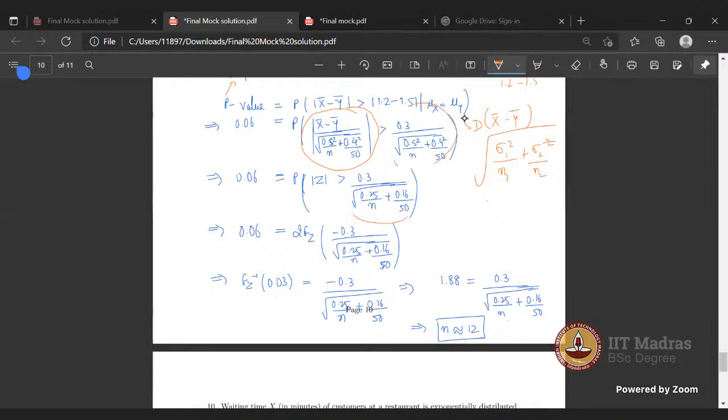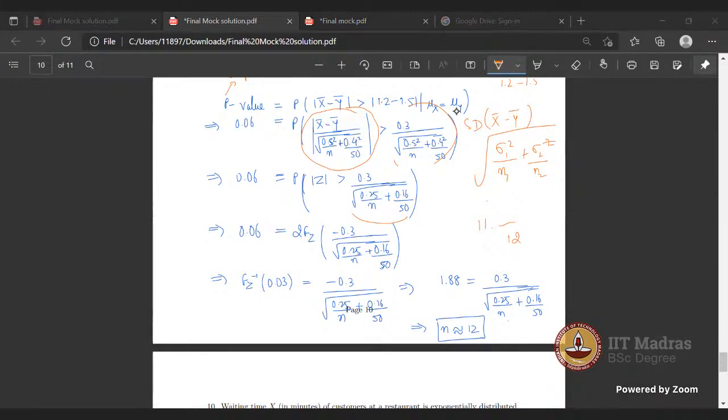Now this can be written as 2 times F(Z) of minus 0.3 upon this. If you do 2 times here, you will get minus 0.3 upon this, and once you solve it, you will get n to be something close to 12. Whenever you get a decimal like 11 point something, you just take the nearest higher integer, so go to 12. Always the nearest higher integer. We can't accept lower.